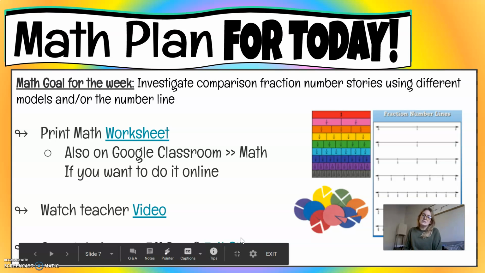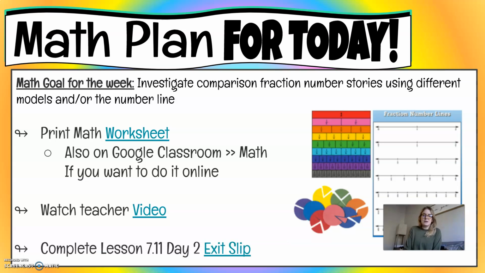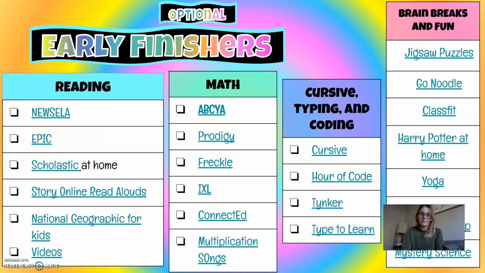One thing that I did notice yesterday in your exit slips, make sure if it says explain, you should have multiple sentences explaining how to do it, right? If it says explain how you would draw a picture, you have to explain in every detail of how you would do that. It's not just one word.